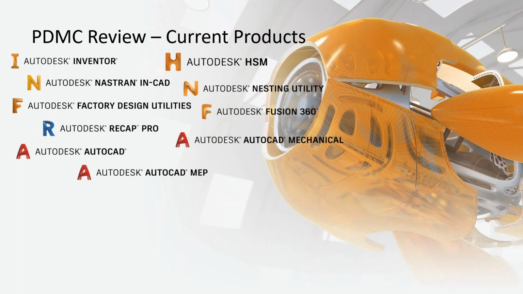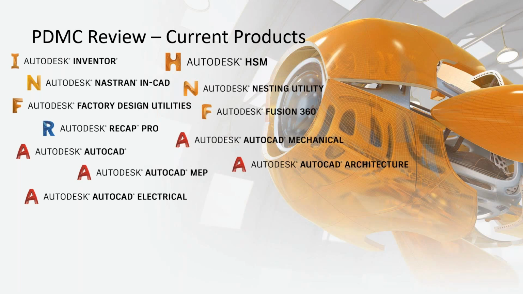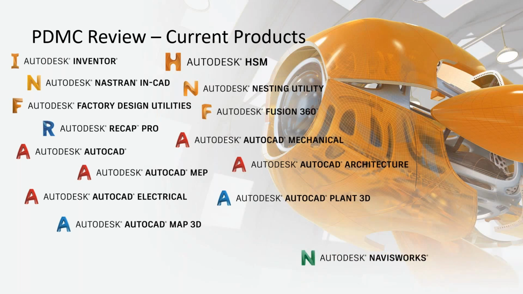We have AutoCAD MEP, which is for drafting, design, and documentation of building systems. We have AutoCAD Architectural, which is for drafting and design of architectural and construction. We have AutoCAD Electrical, which is for design of controls and electrical systems. We have Plant 3D, which is for design and documentation of P&ID and process plants. We have Map 3D, which is AutoCAD with GIS and mapping tool sets. We have Navisworks, which is for pulling design data in for project coordination.